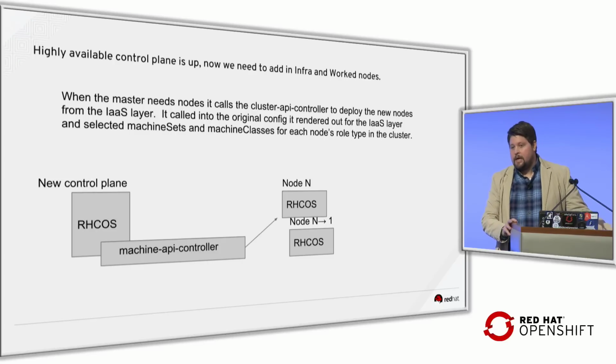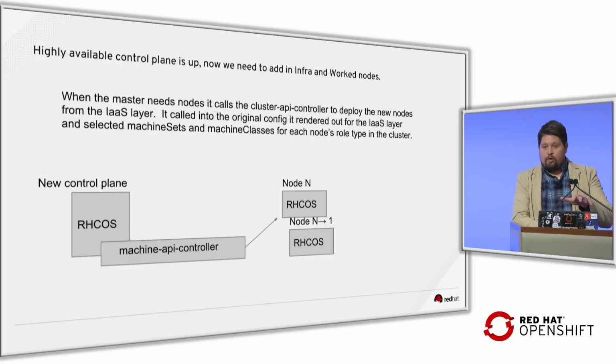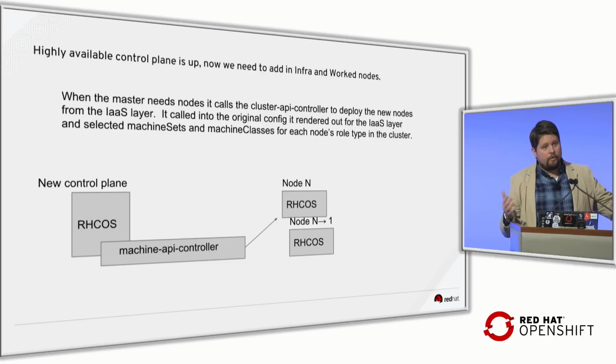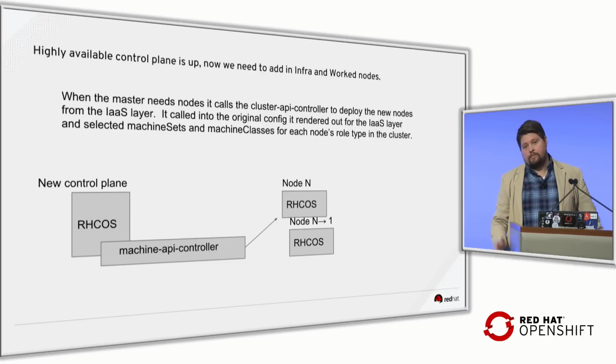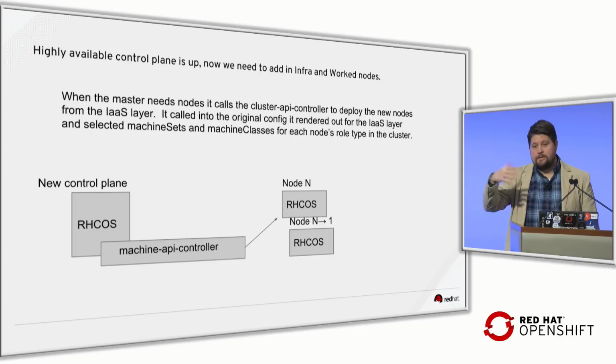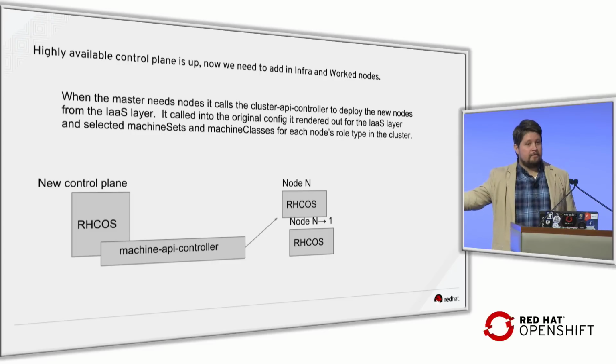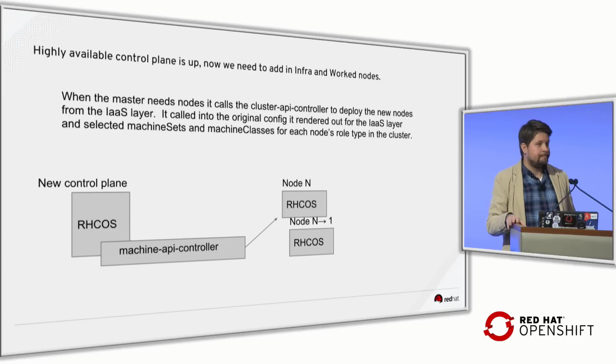So once we've got that control plane up, instead of using the typical Ansible and other methods to deploy the workers, we tell Kubernetes to deploy the workers. And that's how we get our workers into the cluster. We use the machine controller API, it uses the cluster API, the machine sets and machine classes, and it asks for the workers to come up and join the cluster.